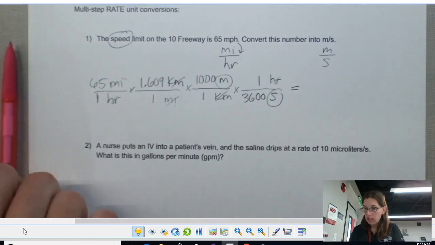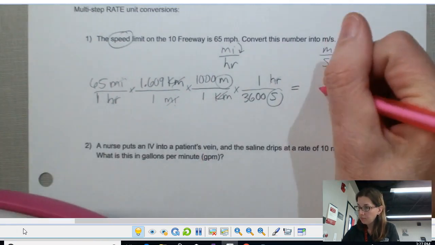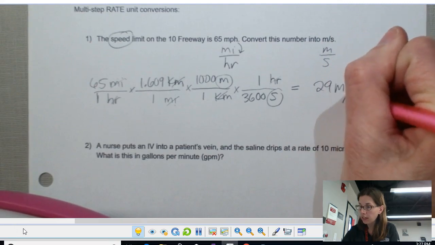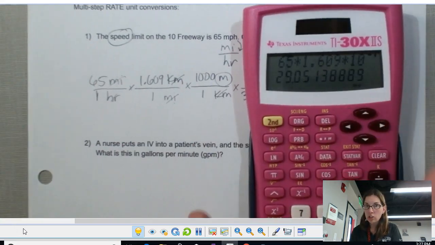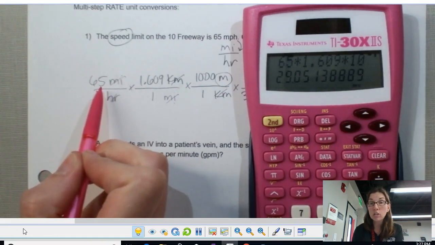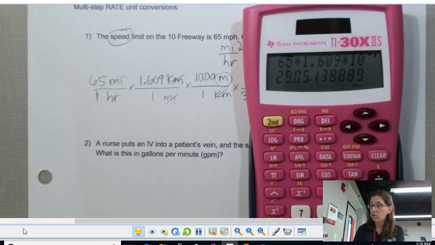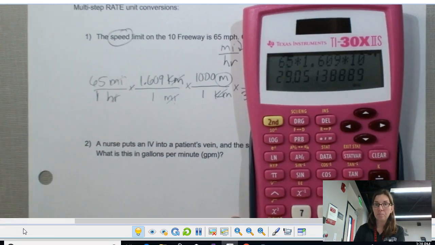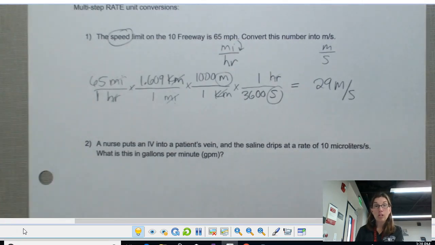And my answer is 29 meters per second. Now it's actually this long irrational number, see, but I'm going to round it because I started with 65. That has 2 digits. Therefore, my answer should also have 2 digits, which will be 29. So science is an inexact art, I guess, and we need to round so that our answer has the same number of digits that we started with. Okay, so that's how to do this rate.